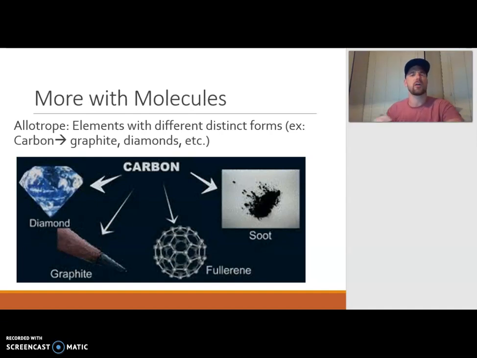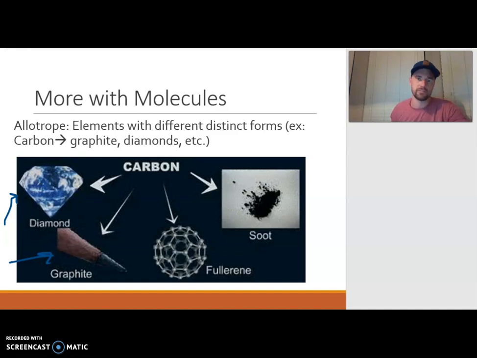Let's talk a little bit more about molecules in terms of covalent bonding. A term to be aware of is called an allotrope. Now, an allotrope kind of sounds like isotope, so don't get them confused. An allotrope is simply an element that comes in very different, distinct forms. For example, carbon. What does solid carbon look like? Well, it actually has a lot of different forms, or should we say allotropes. Carbon can come in the form of diamond, or it could come in the form of graphite.